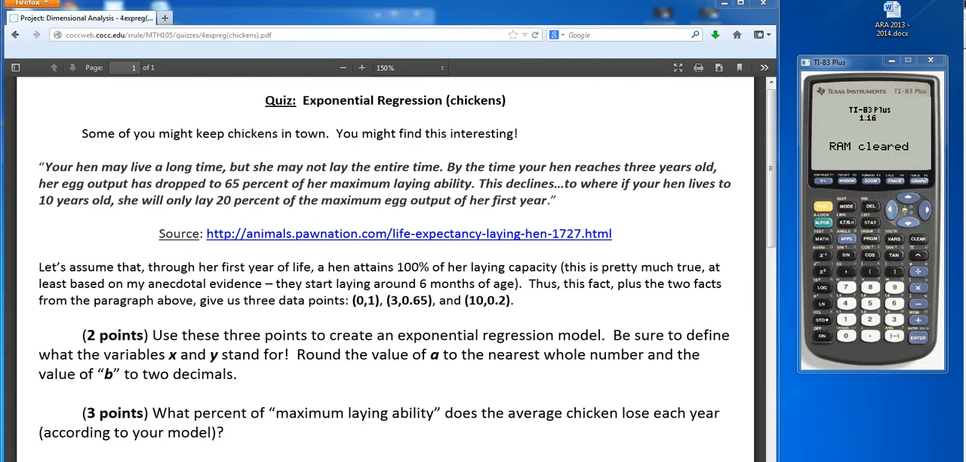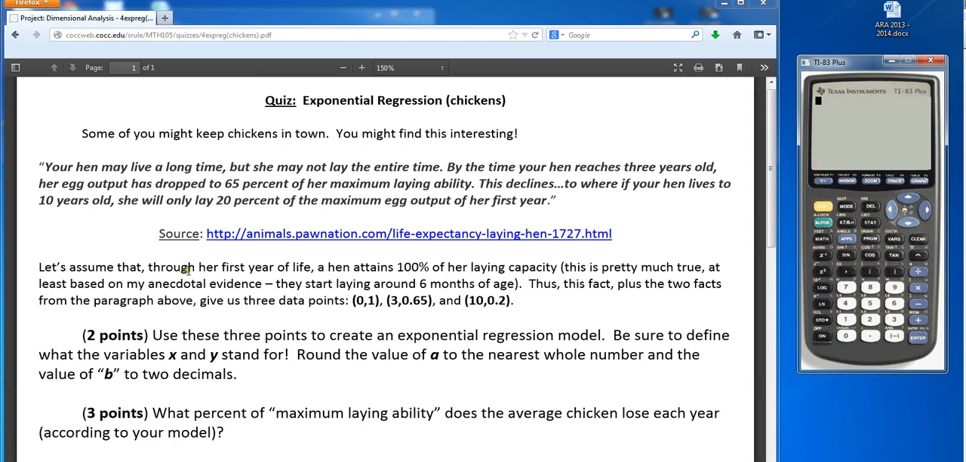Hey everybody! The purpose of this video is to get us some solutions to the exponential regression quiz on chickens and chicken laying. We actually keep chickens at our house, and we've had them now for 3+ years. I think they're in their 4th year now, and I find this interesting. I haven't actually charted percentage-wise of chicken laying, but I would not doubt that this is too far off of what our chickens are doing.